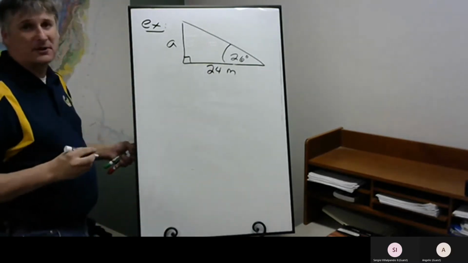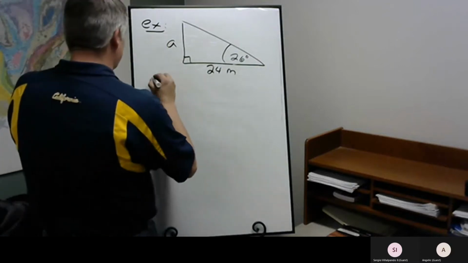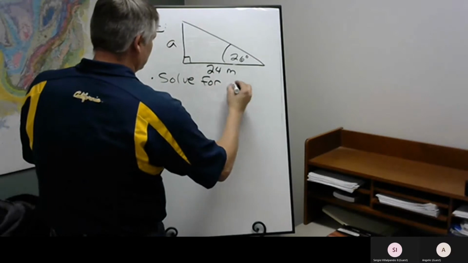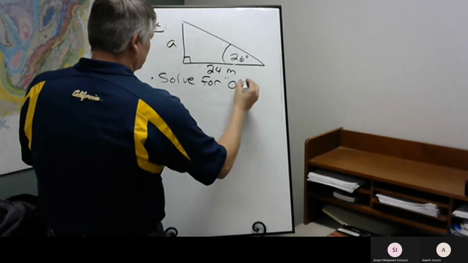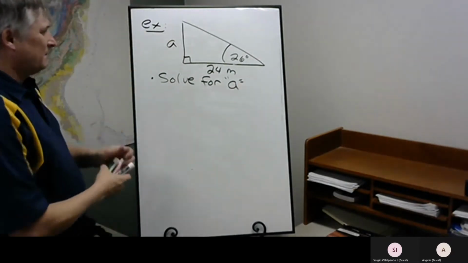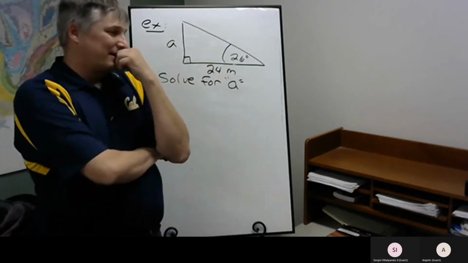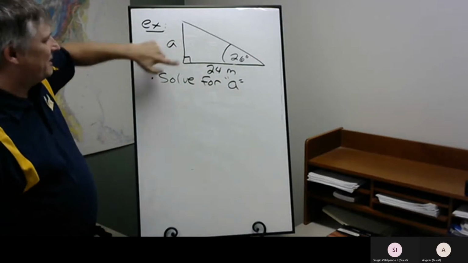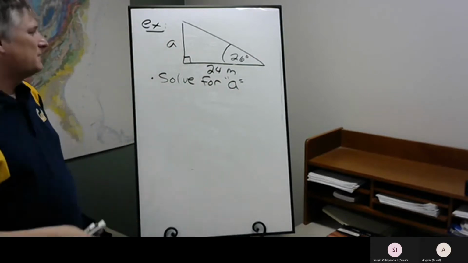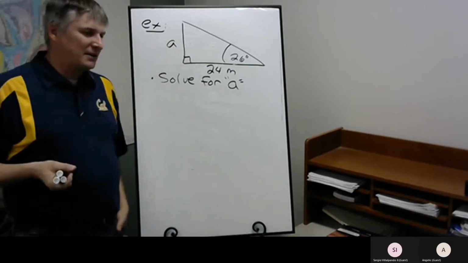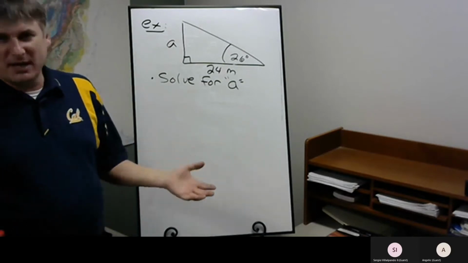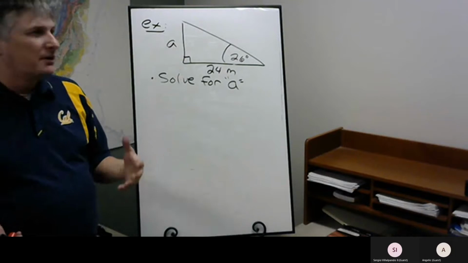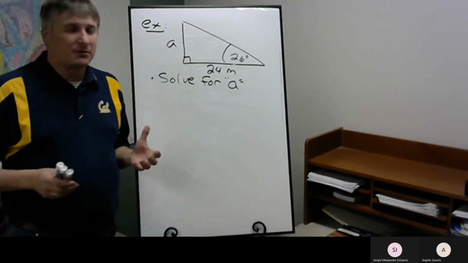Let's say we want to solve for side A. Now this is 24 meters, so this is a pretty far distance. And A is, say, the side of a building. And for some reason, let's say you don't have access to a long enough tape measure, you don't have any sort of ladders or anything, you can't get on the roof of the building. So how do you measure how high it is?